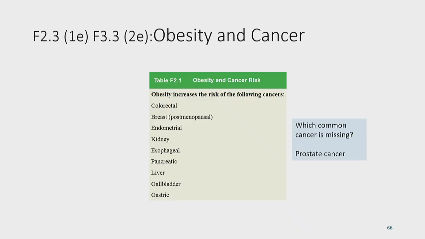So looking at the link between obesity and cancer, we see in this table here there are a number of cancers that have been shown in cohort studies to have an elevated risk in the presence of obesity. So the two cancers most directly linked to obesity are colon cancer and postmenopausal breast cancer.